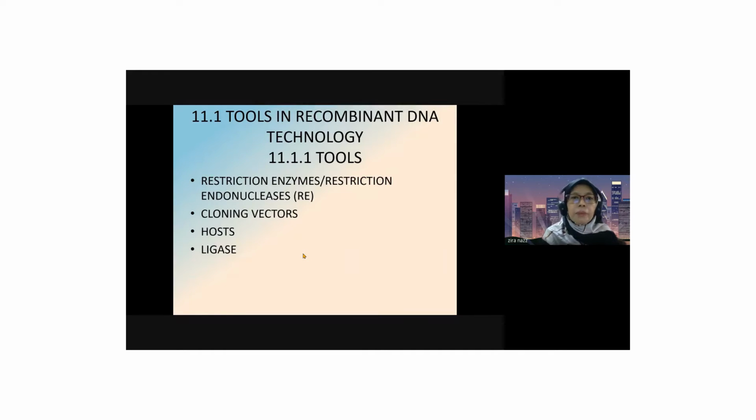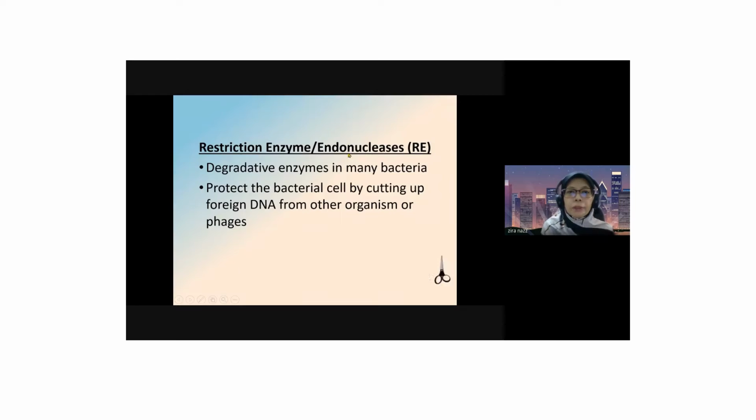Okay, first tool in genetic recombinant technique or genetic engineering is restriction enzyme or RE. So this RE is actually the function, if you look at the scissor here, is to cut. Other words for cutting are digesting, enzyme to digest, or enzyme to degrade, degradative enzymes. You can use this word as well. So cutting, digest, degrade. Another one is cleave. You can use the word cleave as well.